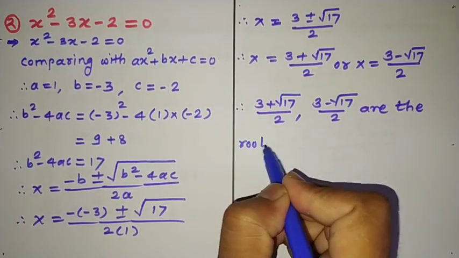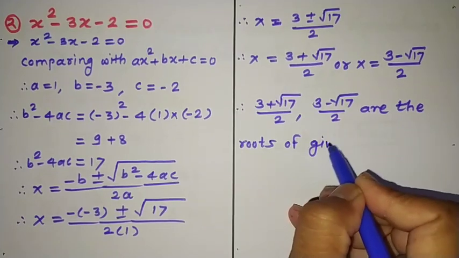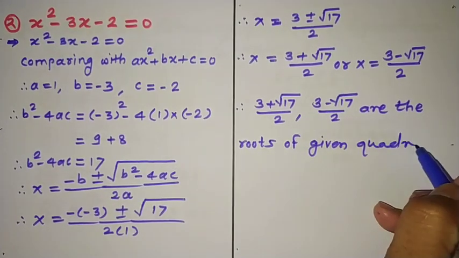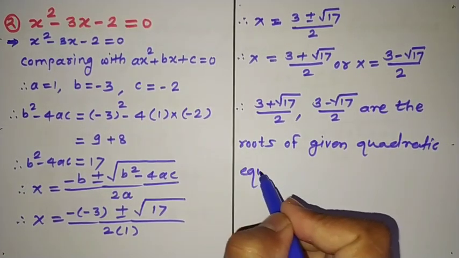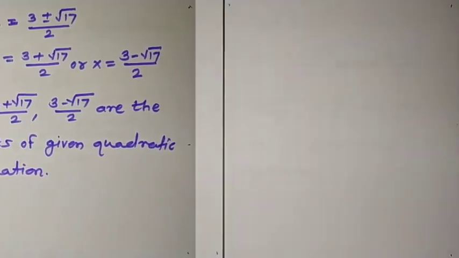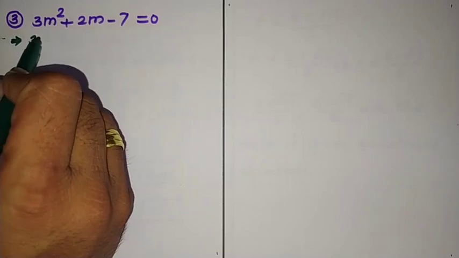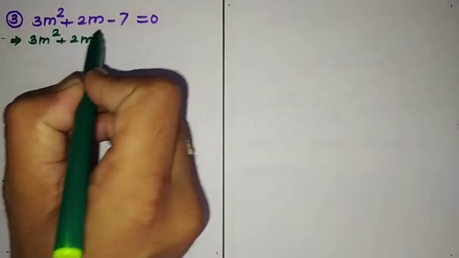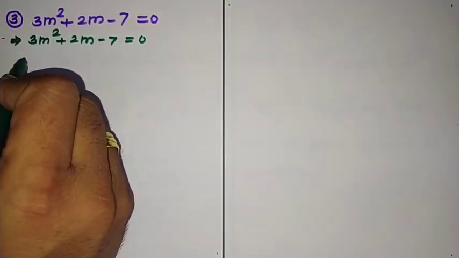Therefore 3 plus root 17 upon 2 and 3 minus root 17 upon 2 are the roots of the given quadratic equation. In this step, solve the above example. Write down 3m square plus 2m minus 7 is equal to 0.